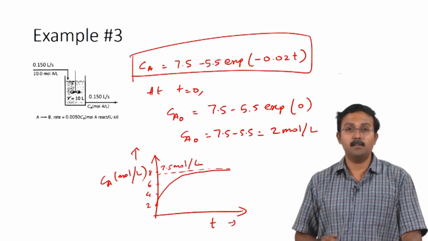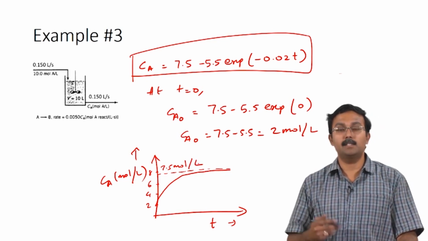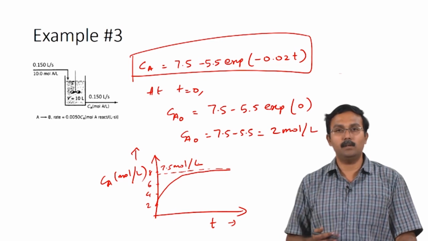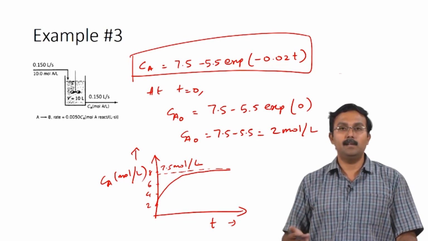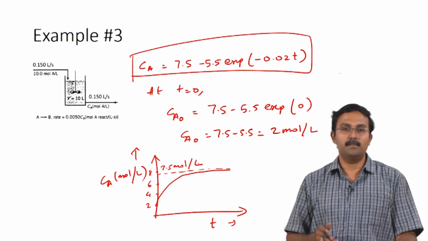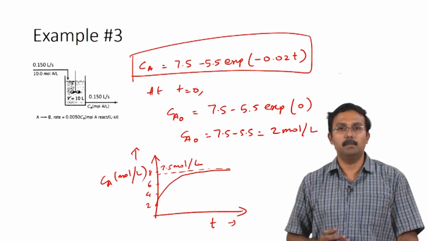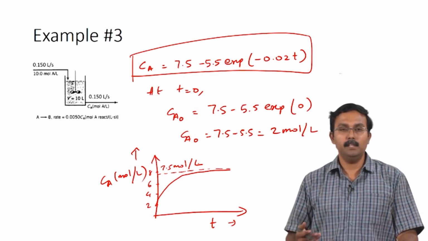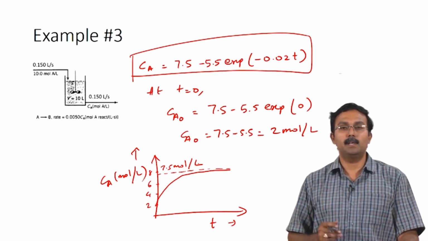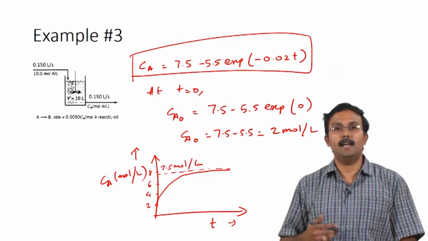That is the maximum concentration you would be able to get, because that is the steady state concentration which we calculated at time t equals infinity. So, with this we have solved an unsteady state material balance problem. We will continue in the next section where we talk about unsteady state energy balances.